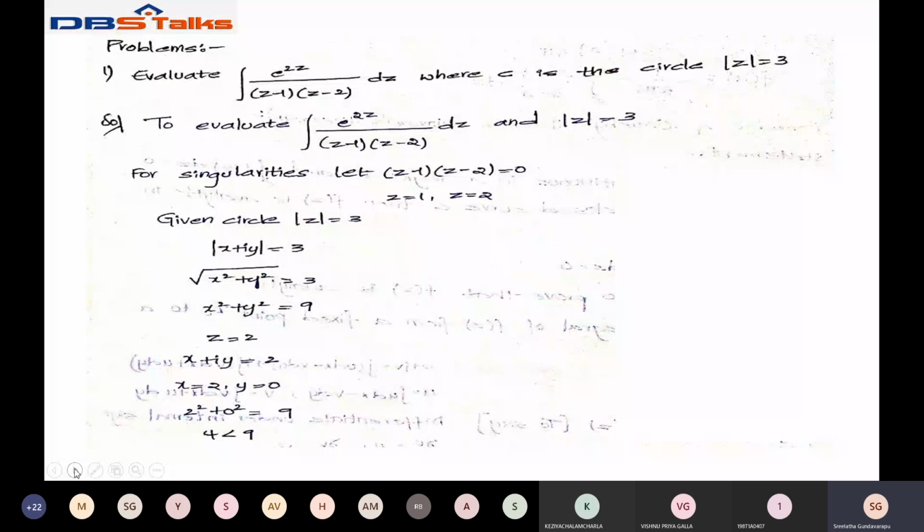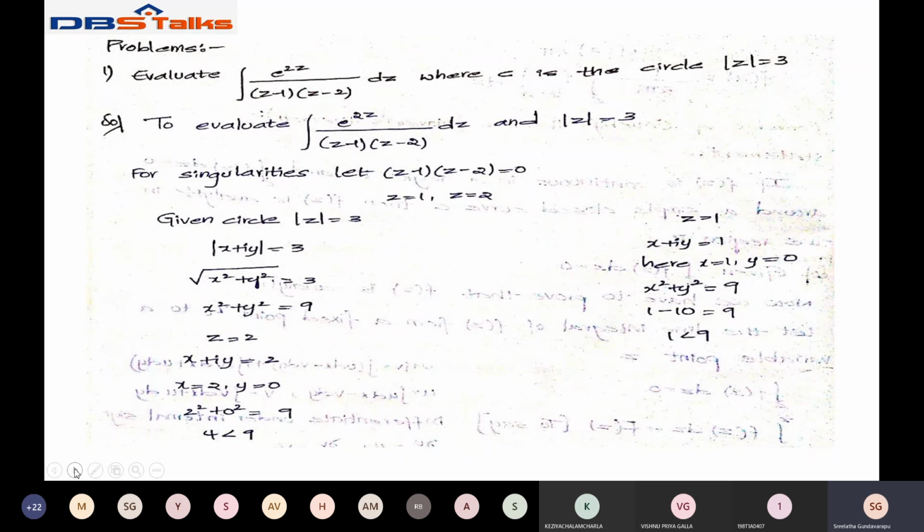So we have two singular points. First one is z equal to 1 and second one is z equal to 2. First z equal to 2. Is this point inside or outside? We have to verify inside or outside. So z equal to 2, z means x plus iy equal to 2. Comparing both sides, real and imaginary parts, real part x equal to 2 and imaginary part y is 0. Then substitute in the circle equation x square plus y square equal to 9. We get 4 less than 9.